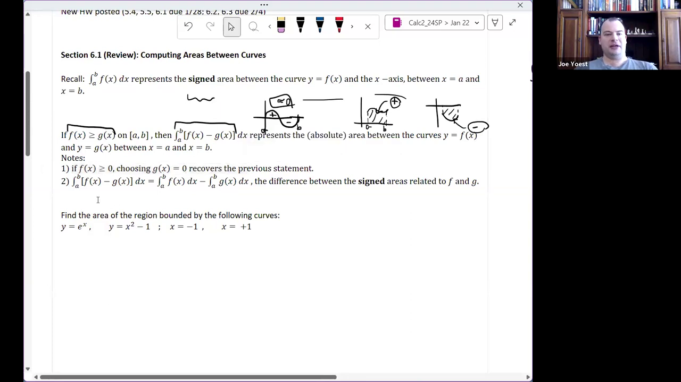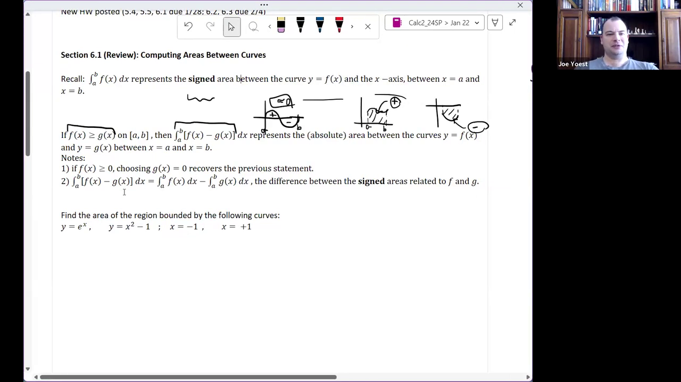Note that if f of x is greater than or equal to 0, and if we were to choose g of x equals 0 as our second function, then really we just recover this statement, right? That the integral of f of x minus 0, the integral f of x when f is positive, is just the area, because if f is positive, it's just the area between the curve and x-axis.